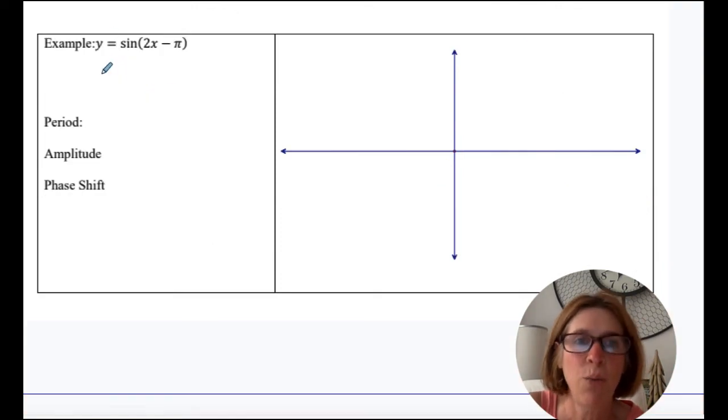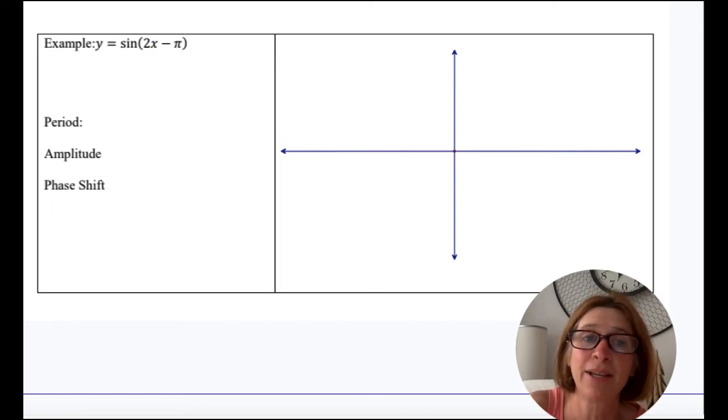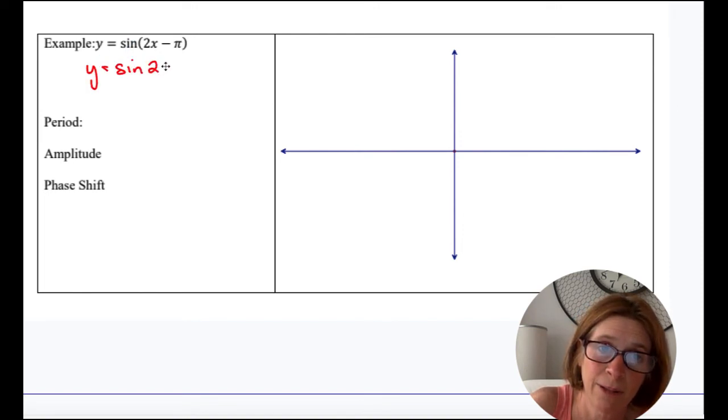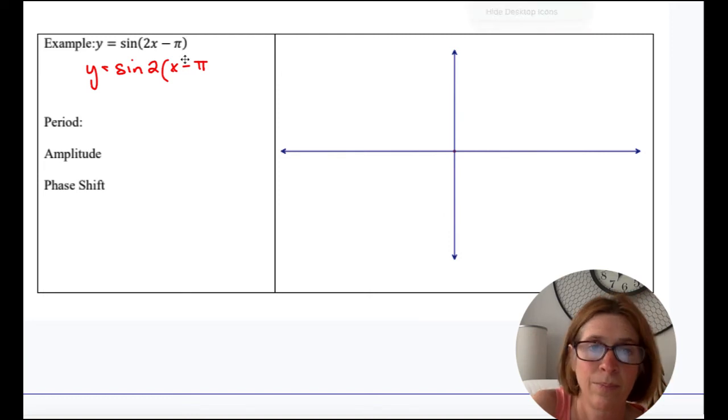Here we go. Y equals, again, I use sine, sine 2x minus pi. Okay, so this is different, right? Because we have that 2 in front of it. So the first thing I want to do, no matter what, is factor out the 2. And again, you don't have to do it like this. That would give me pi over 2.